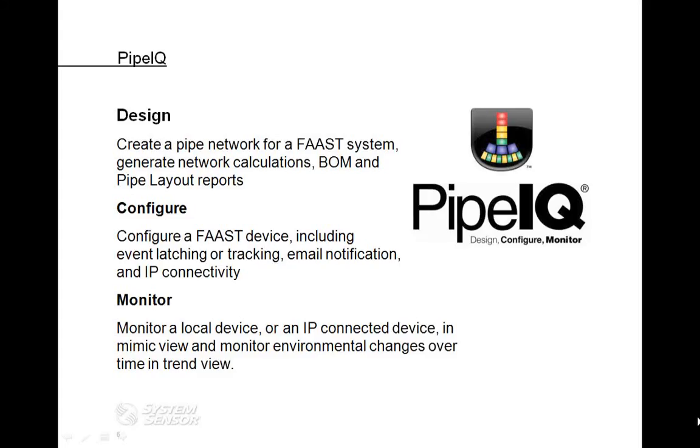Finally, PipeIQ can be used to monitor a FAAST device. So when connected to the device in PipeIQ, you can get a live view of the front of the panel. So what the panel is seeing, what it would look like on the user interface, is exactly what you'll see in PipeIQ, as well as see a trend graph of information such as the perceived obscuration in the chamber relative to your preset alarm levels. So now we'll move over to PipeIQ itself.